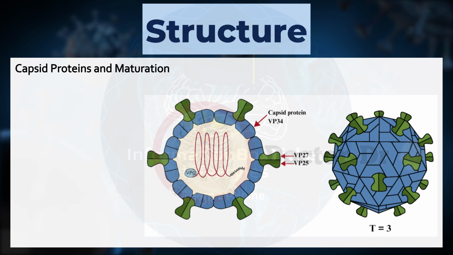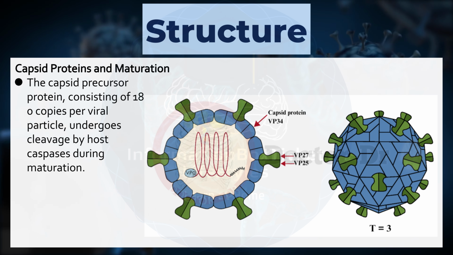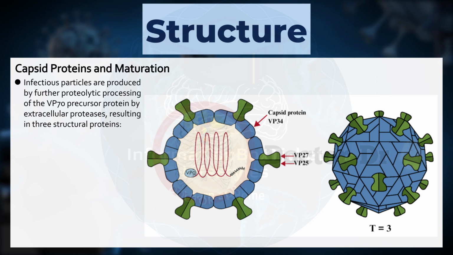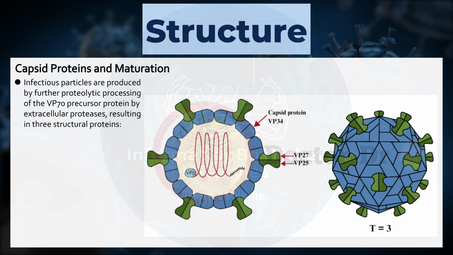Capsid proteins and maturation. The capsid precursor protein, consisting of 180 copies per viral particle, undergoes cleavage by host caspases during maturation. Infectious particles are produced by further proteolytic processing of the VP70 precursor protein by extracellular proteases, resulting in 3 structural proteins.